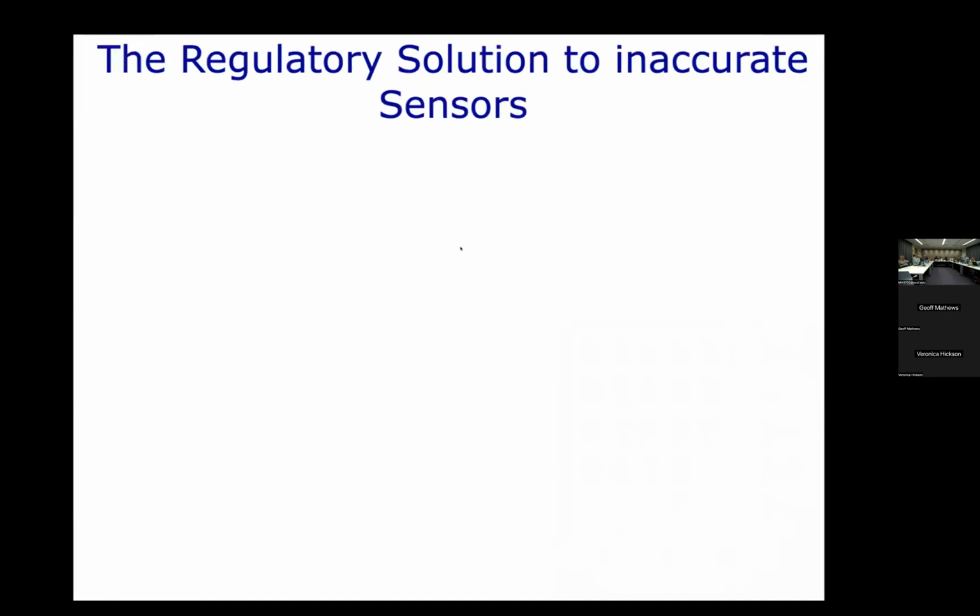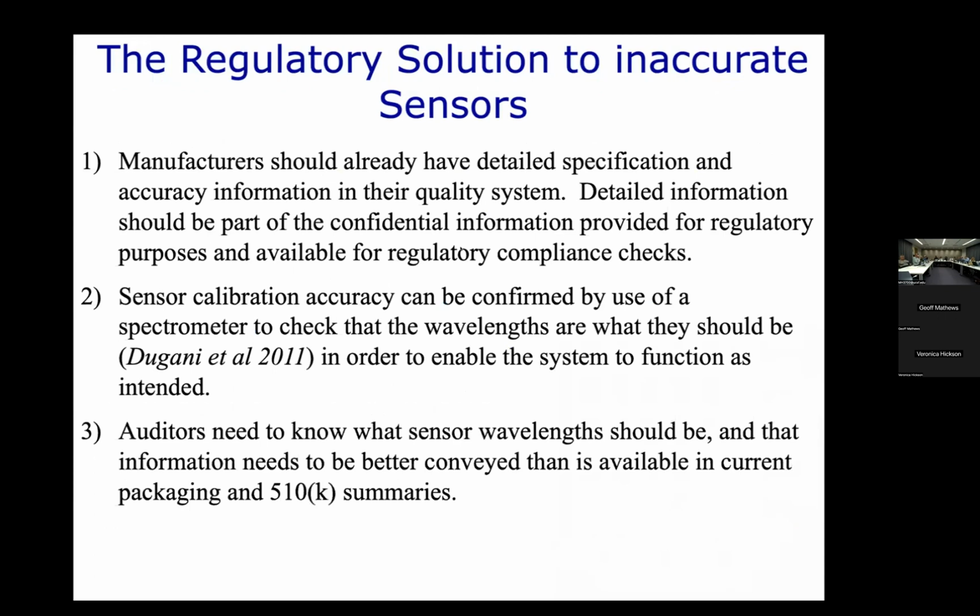Okay. So what we're thinking is that manufacturers have already got detailed specifications and accuracy information in their quality system. And perhaps more detailed information should be part of the confidential information provided for regulatory purposes and for compliance checks. Sensor calibration accuracy can be confirmed by use of a spectrometer to check the wavelengths, or what they should be in the design, to enable the system to function as it's intended to do.